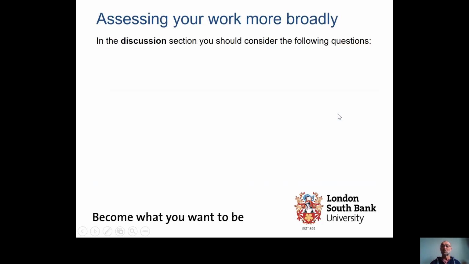Thinking about your work more broadly, so in the discussion section, and I've talked to you before about combining the results and the discussion in a single section or a single chapter called results and discussion, or findings and discussion. Okay, that makes sense to me. It's a more concise way of presenting your findings. It means that you don't end up repeating your findings in the discussion section, having already presented them in your findings section. So if you combine the two sections together, it's a more concise approach.